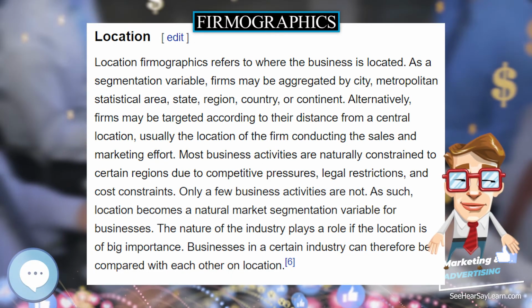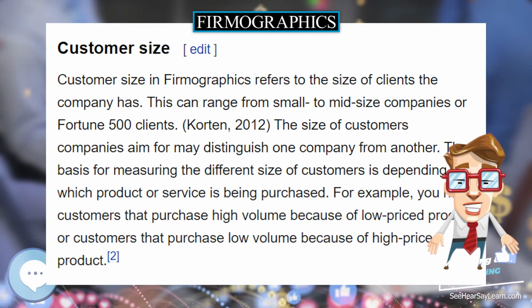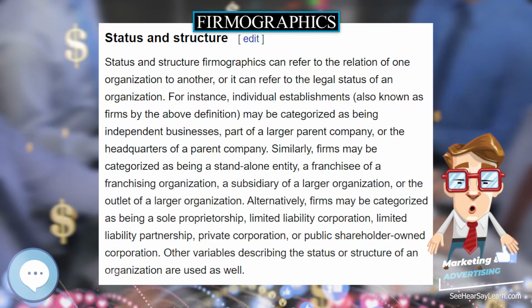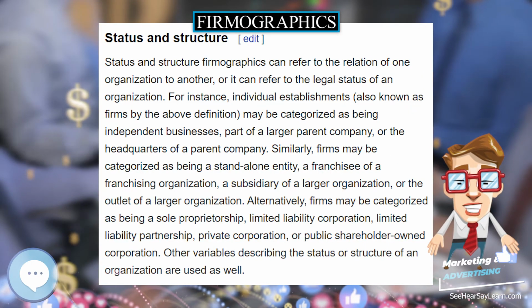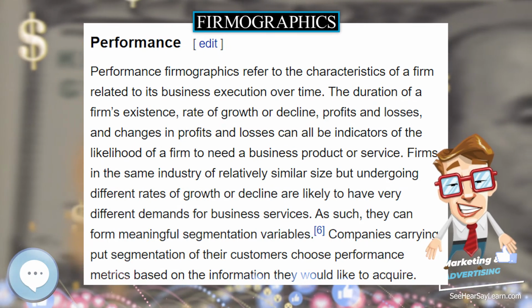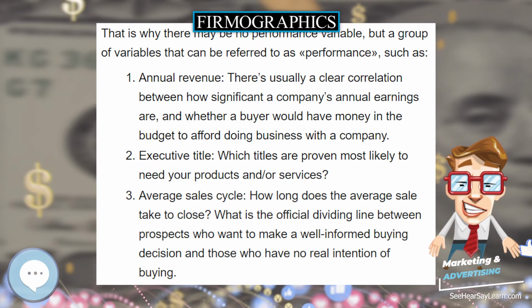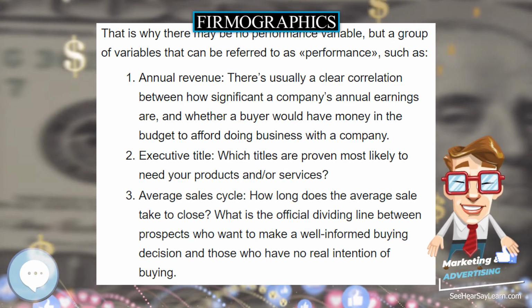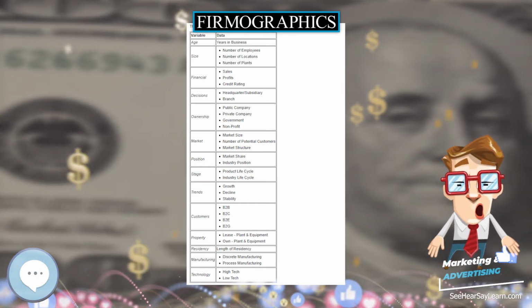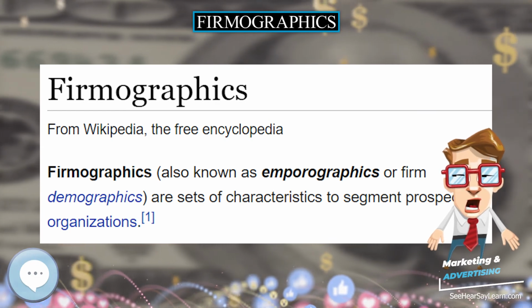Similarly, firms may be categorized as being a standalone entity, a franchisee of a franchising organization, a subsidiary of a larger organization, or the outlet of a larger organization. Alternatively, firms may be categorized as being a sole proprietorship, limited liability corporation, limited liability partnership, private corporation, or public shareholder-owned corporation. Other variables describing the status or structure of an organization are used as well.